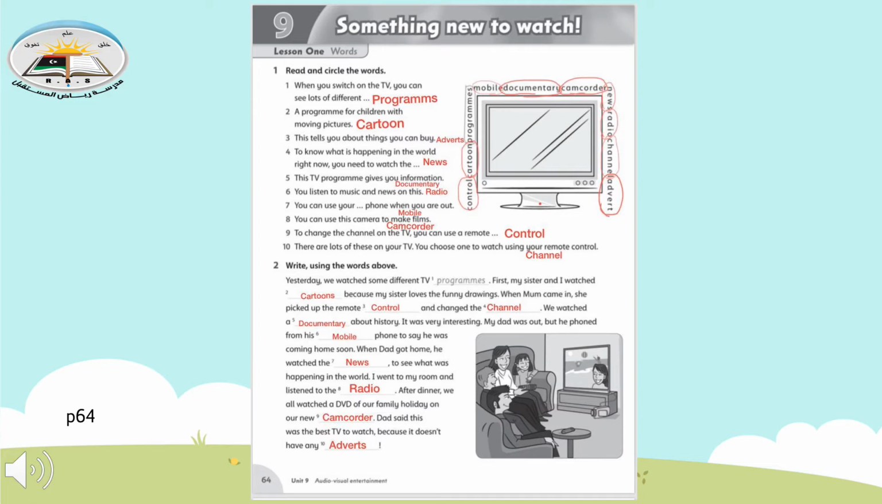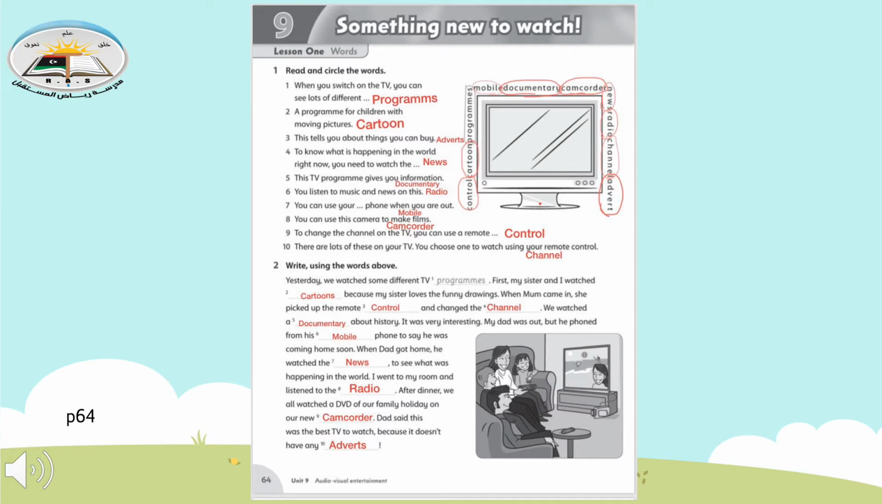Now let's go over the answers. We have number 2, cartoons. Number 3, control. Number 4, channel. Number 5, documentary. Number 6, mobile. Number 7, news. Number 8, radio. Number 9, camcorder. Number 10, adverts.